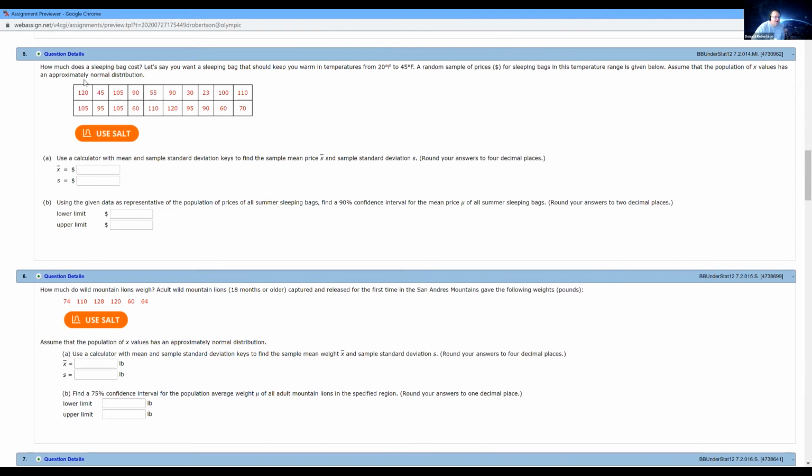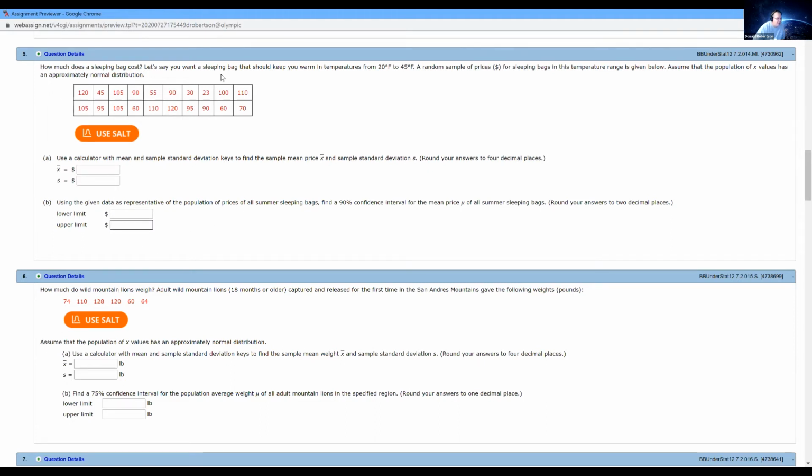Now, here is some data to do with how much does a sleeping bag cost. Someone collected data on the prices of various sleeping bags, and 1, 2, 3, 4, 5, 6, 7, 8, 9. There's 10 of them, right? Would you agree that's a t-interval because there's no mention of sigma? And X bar, standard deviation, upper and lower limit, call it good.